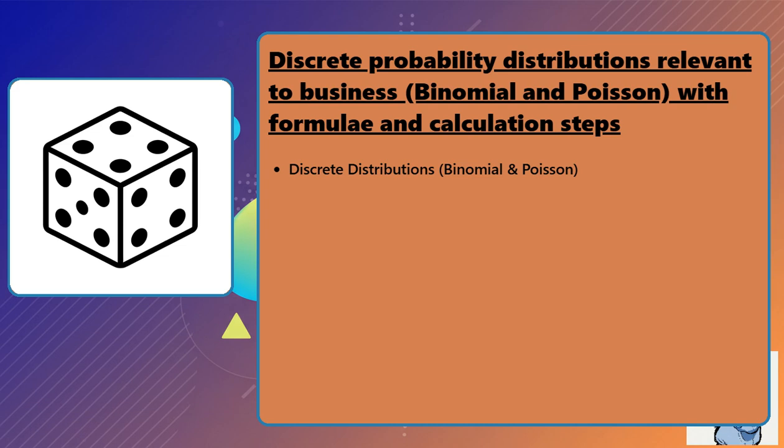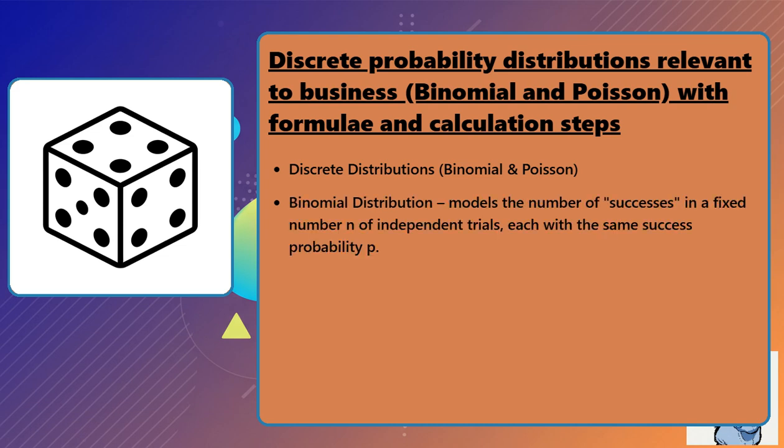Discrete distributions, binomial and Poisson. The binomial distribution models the number of successes in a fixed number n of independent trials, each with the same success probability p. P(X = k) = (n choose k) × p^k × (1 − p)^(n − k), where k ranges from 0 to n.